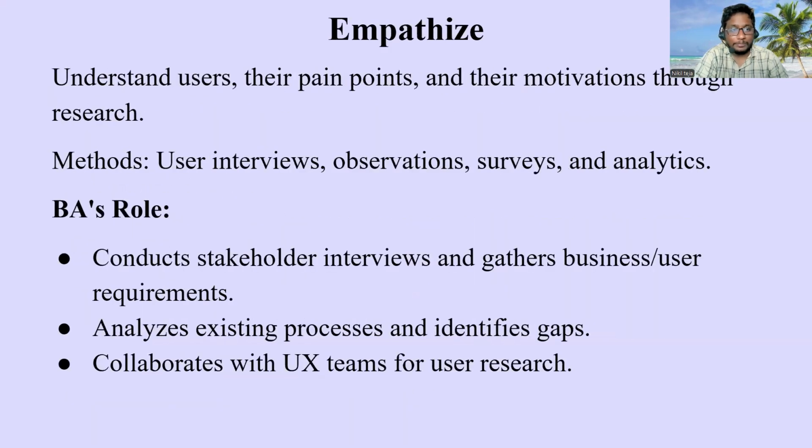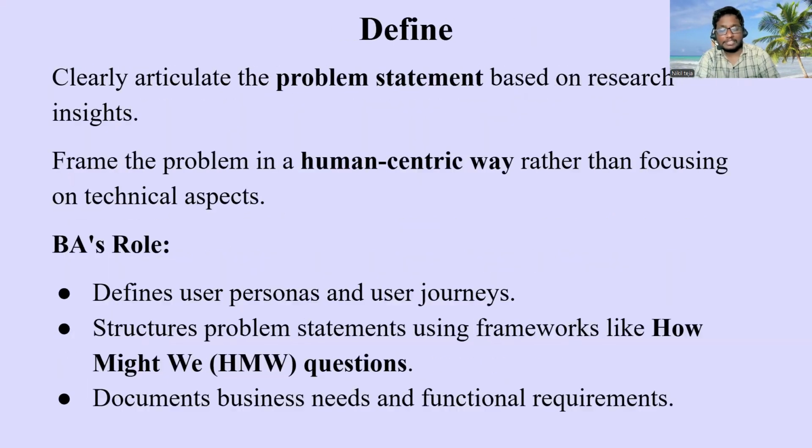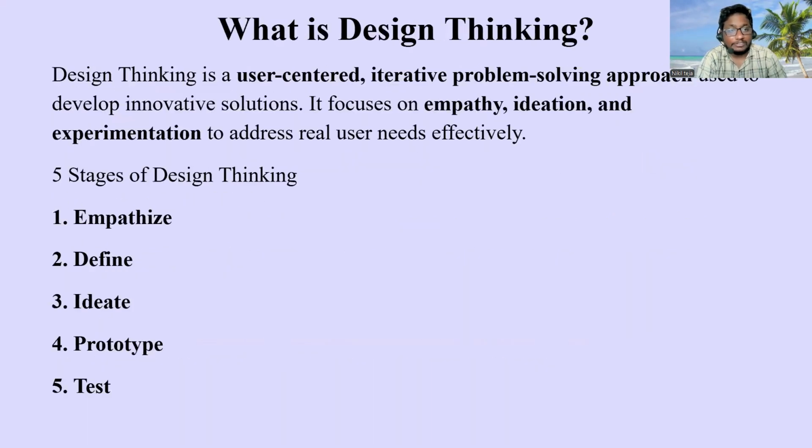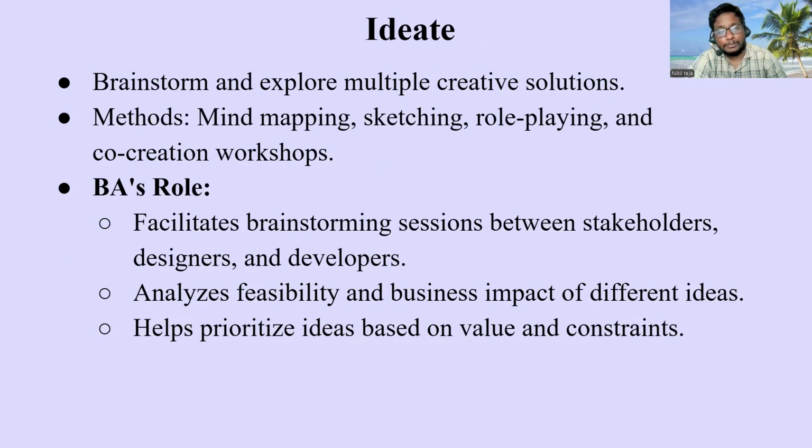Next, you will be doing brainstorming, ideating. Next step is prototyping and test. So, next, you will be doing ideating. Ideating is nothing but brainstorming and exploring multiple creative solutions. You will be doing brainstorming with stakeholders, conducting workshops with them, and coming up with multiple creative solutions. Methods like mind mapping, sketching, role playing, co-creation workshops, and so on. These are the techniques of brainstorming.